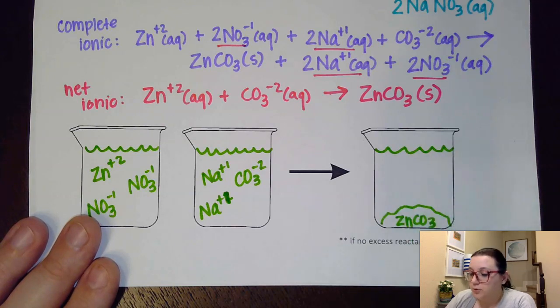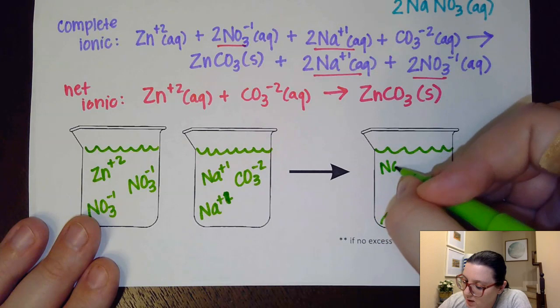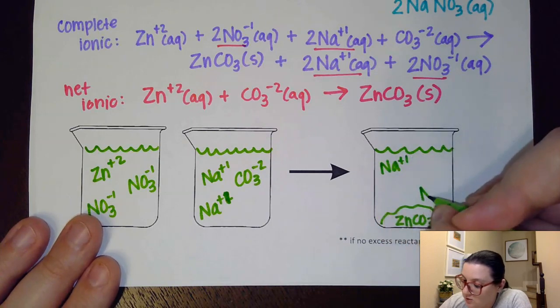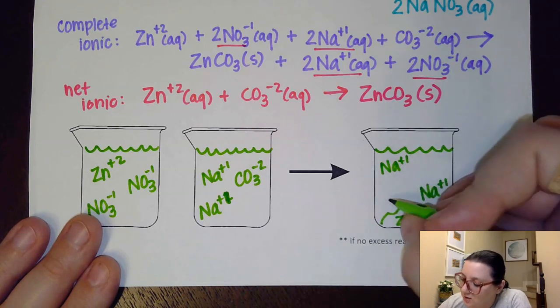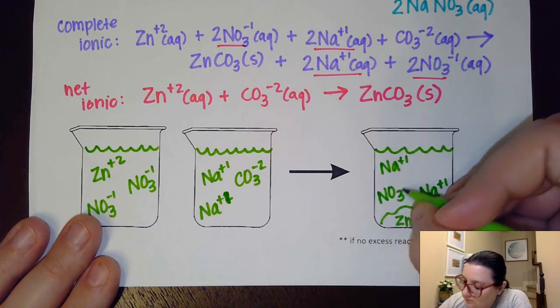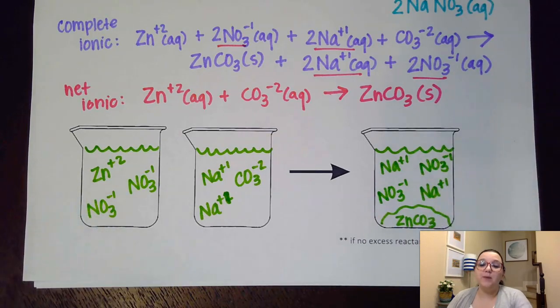Now, up in the solution, I would still have my spectator ions present, just hanging out. So as a reminder, my spectators were 2 sodium ions, and we'll try and get the right charge this time on this, as well as 2 nitrates. So there's what my solution would have looked like at the end of that reaction.